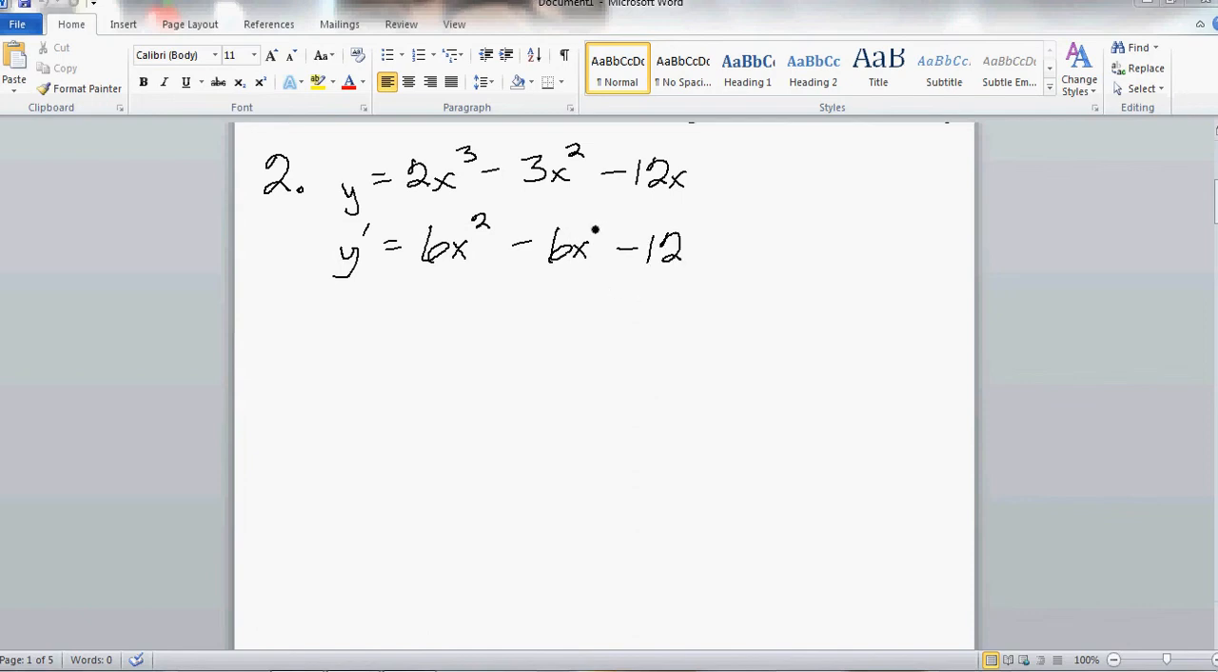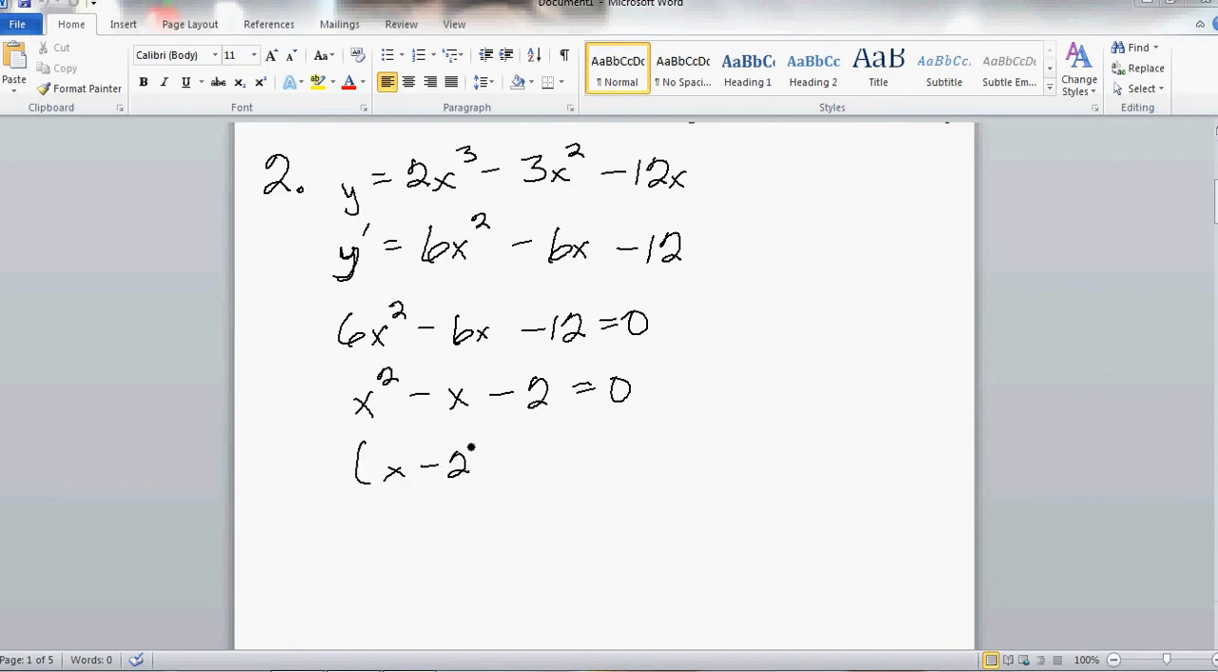Now, going back to last week, to find the extreme values, all we need to do is set that equal to 0. So 6x squared minus 6x minus 12, setting that equal to 0. I can divide everything through by 6. So I get x squared minus x minus 2 equals 0. And this factors relatively simply: x minus 2 times x plus 1 equals 0. Setting each one of these equal to 0, I get x equals 2 and x equals -1.